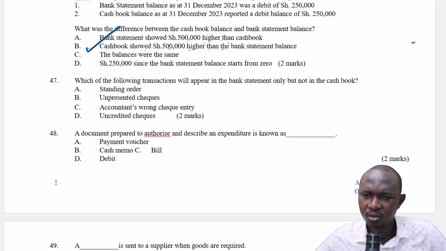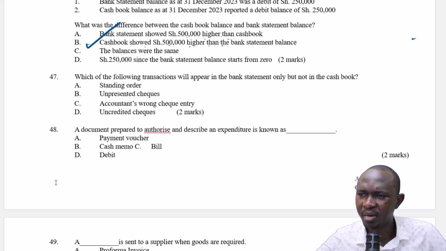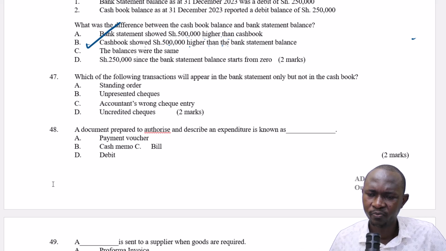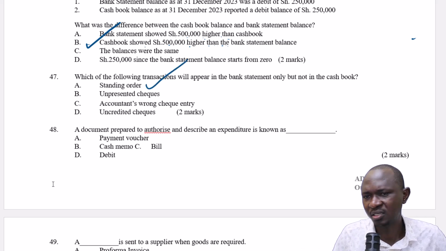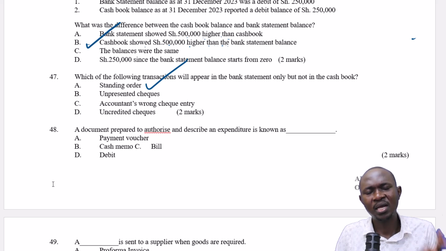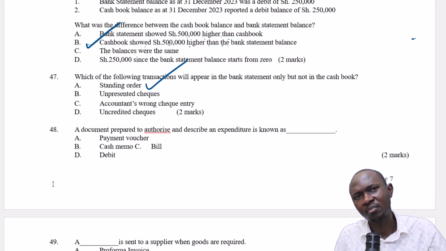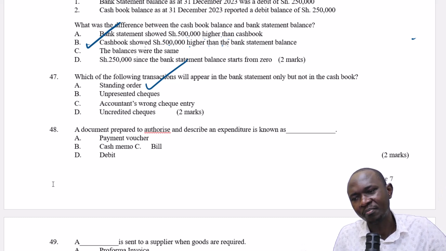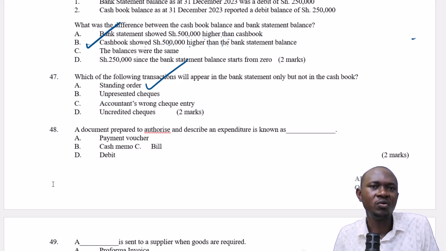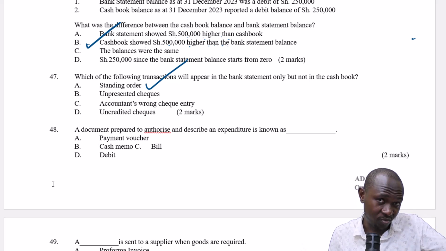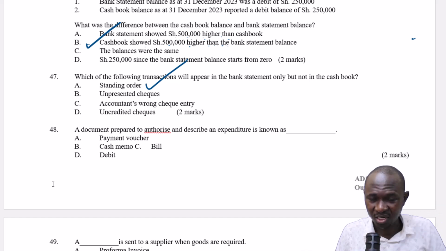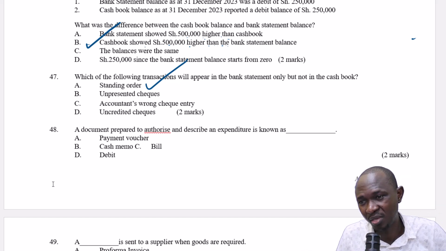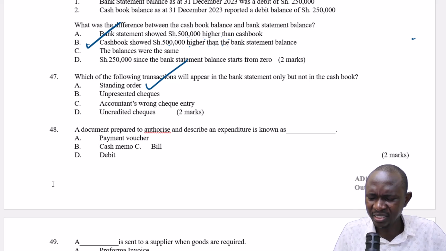So 47, which of the following transactions will appear in the bank statement only but not in the cash book? Standing order, perfect. This is very much okay. Standing order is an instruction to the bank to pay a certain amount at a certain time. So it will always reflect in the bank statement. In the cash book, we don't know unless we see it from the bank statement. So this is already the correct answer. It's a standing order.